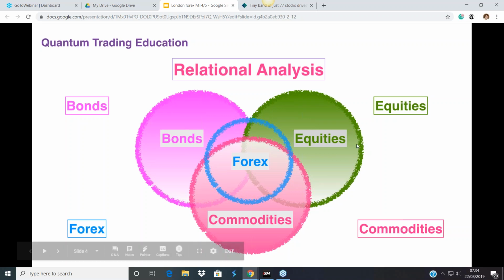These are the four capital markets that I mentioned: equities, bonds, Forex sitting pretty much at the center, and commodities. And everything is covered in the program.